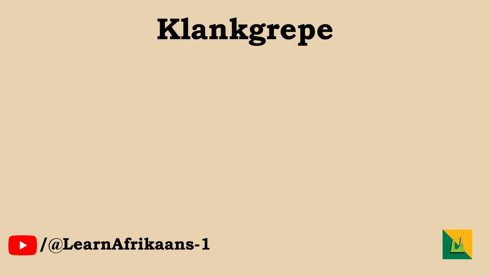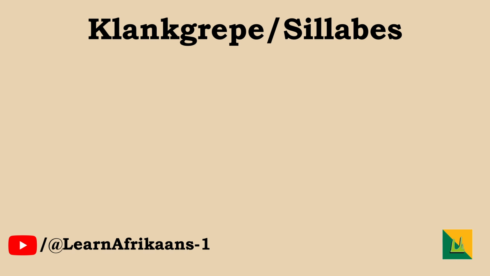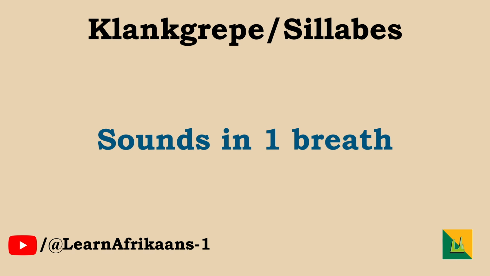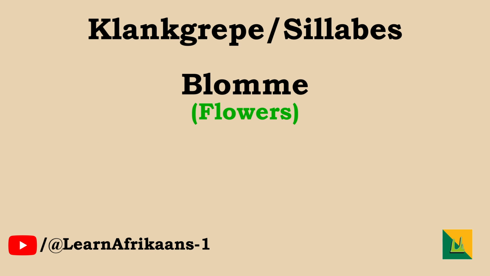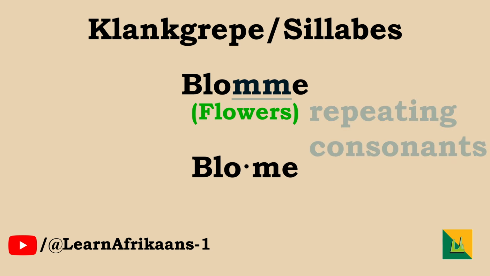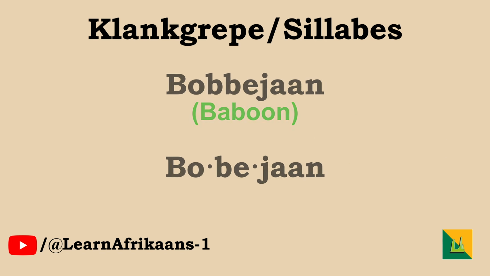Finally, let's talk about Klankgrepe, or what is also called in Afrikaans syllabes. A syllabe or Klankgrepe can be defined as a combination of sounds that are pronounced in one breath. Let's look at some examples in order to understand better. Blomme can be divided into the following Klankgrepe. Blo, me. In spoken Afrikaans, the repetition of Konsonante can sometimes be pronounced as just one sound. Another example would be bobbejaan. Bobbejaan.